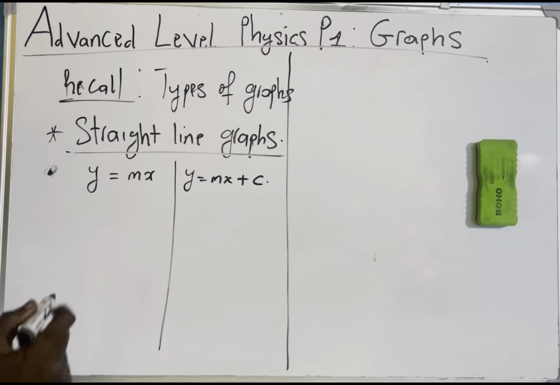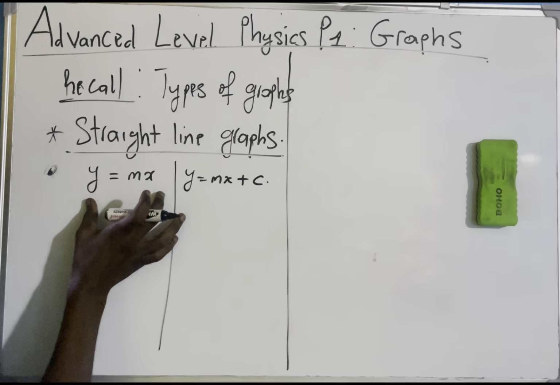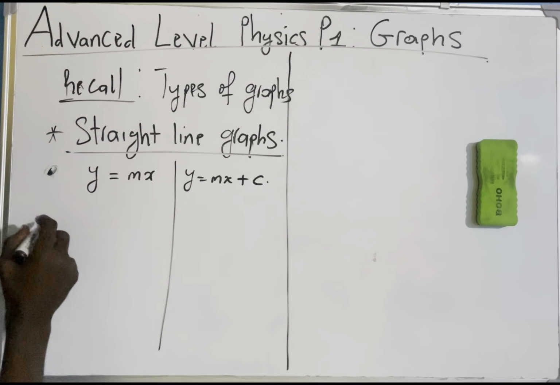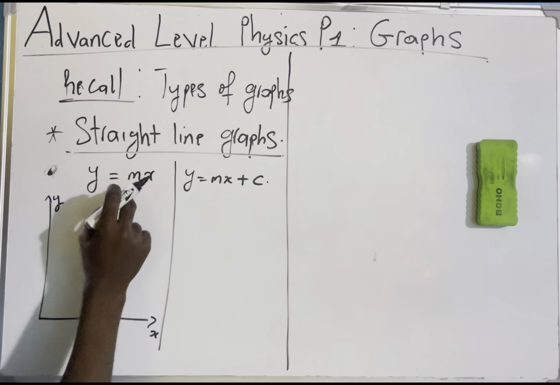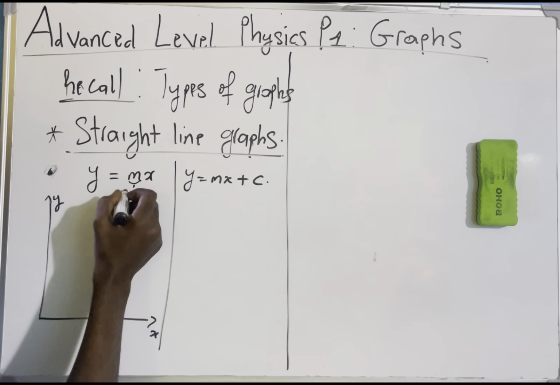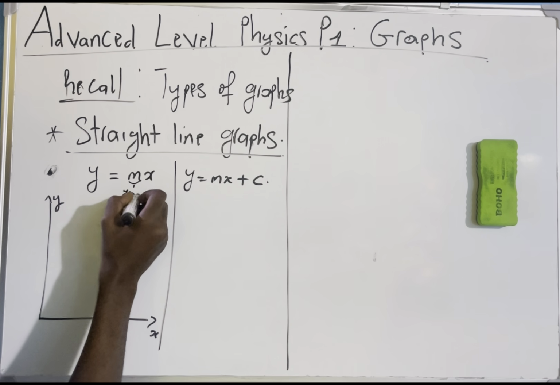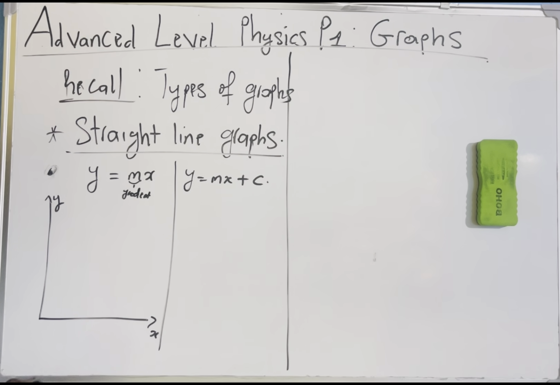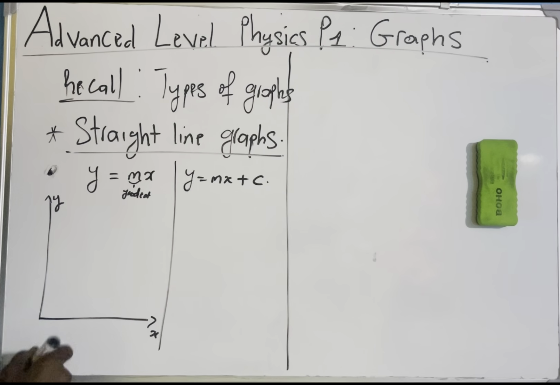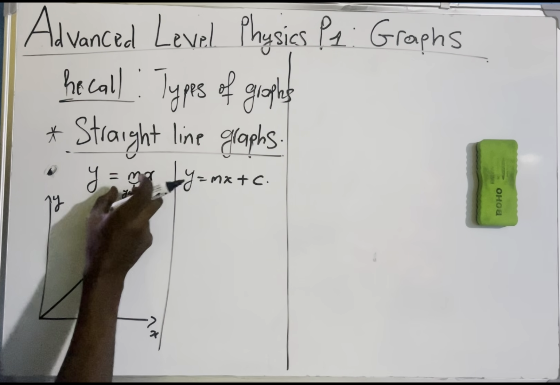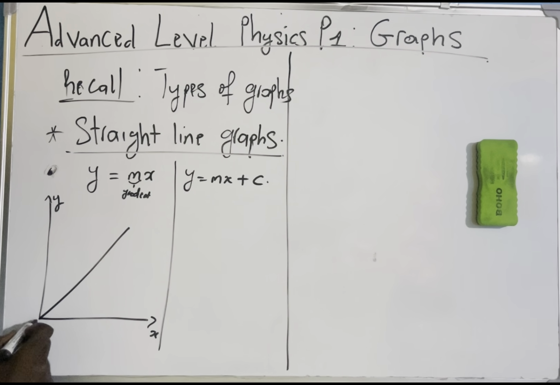Now, the graph of this type of equation is simply this. If m is positive, and if this is y and this is x, we should have a positive gradient, because m here represents the gradient. You all know that. The equation y equals mx does not have a y-intercept. It means that the graph will start from the origin and go up. So it should be an increasing straight line graph, to make sure that the gradient is positive and the graph is starting at the origin.